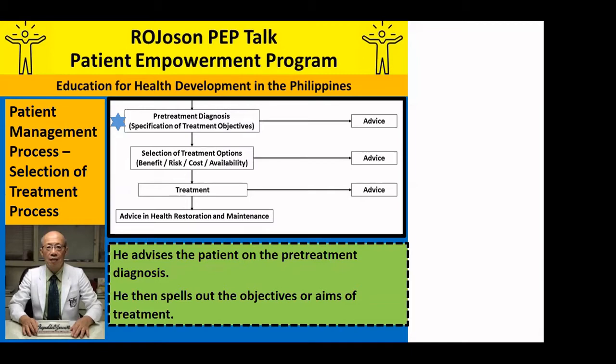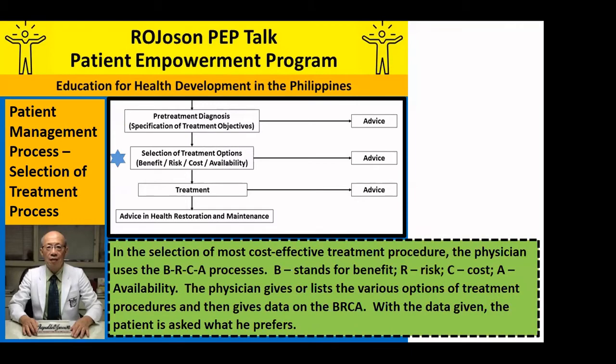In the selection of the most cost-effective treatment procedure, the physician uses the BRCA processes. B stands for benefit, R stands for risk, C stands for cost, A, availability. The physician gives or lists the various options of treatment procedures and then gives the data on the BRCA. And then with the data given, the patient is asked what he prefers.